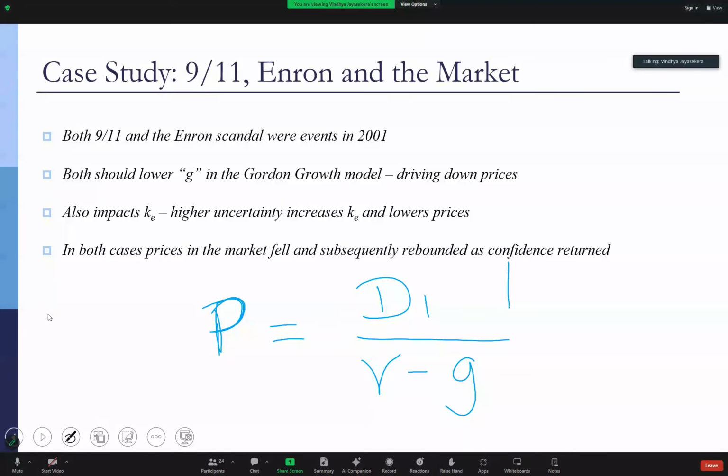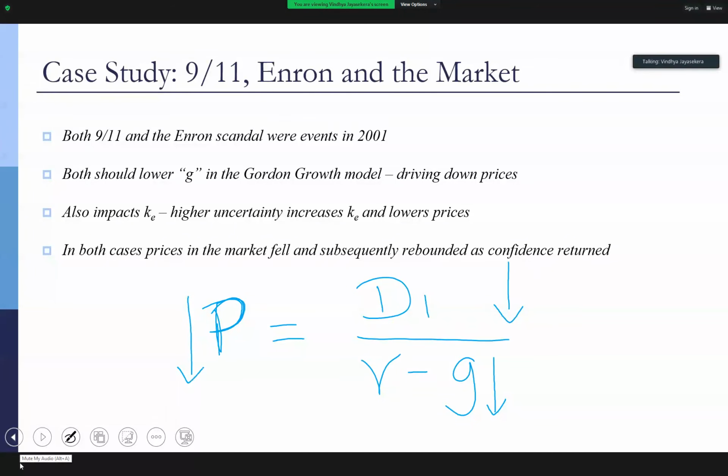Okay. Then anything else? So your future dividends, you're expecting to come down. And the growth in future dividends also you're expecting to come down, right? Is that it? Lower. Yes. Which impacts your price.